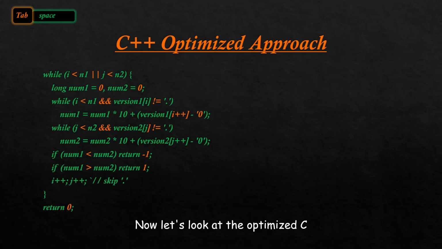Now let's look at the optimized C++ solution. Instead of splitting the strings into arrays, we parse each revision on the fly using two pointers. We extract the next revision number by reading characters until we hit a dot or the end of the string. We do this for both version strings simultaneously. If the two revision numbers differ, we immediately return the result. If they are equal, we skip the dot and continue. In the end, if no differences are found, we return 0. This avoids extra memory usage and is highly efficient.